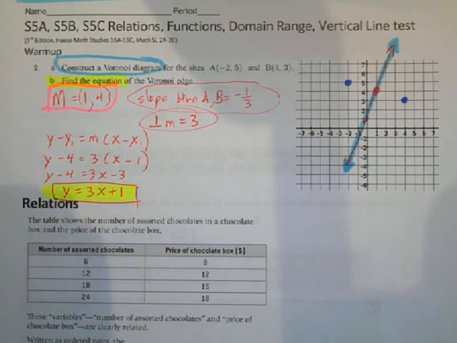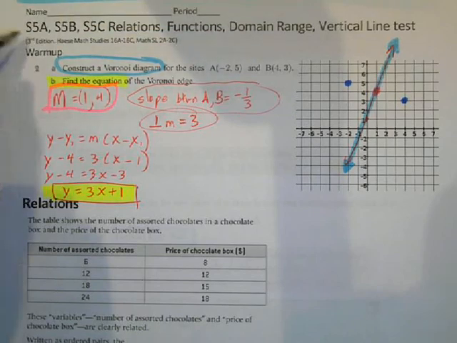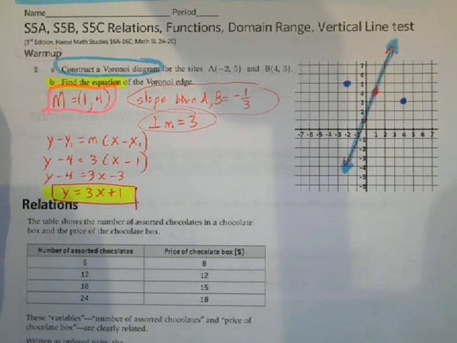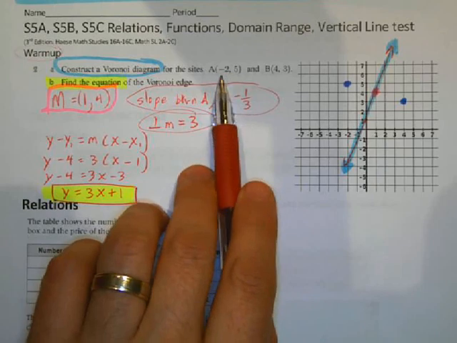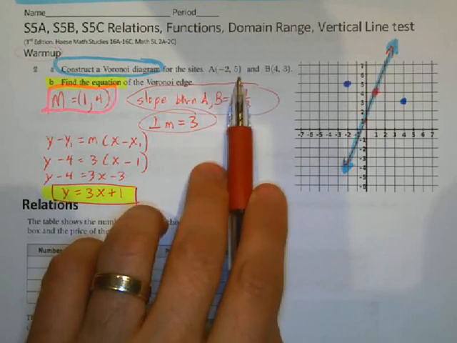All right, we're going to talk about S5A, S5B, S5C, kind of an introduction to relations, functions, domain and range, and vertical line tests. So we're going to start off with a warm-up, and we're going to construct a Voronoi diagram between sites (-2, 5) and (4, 3).